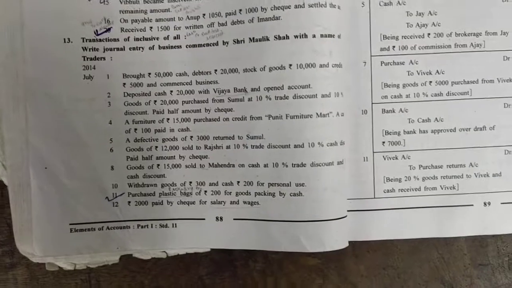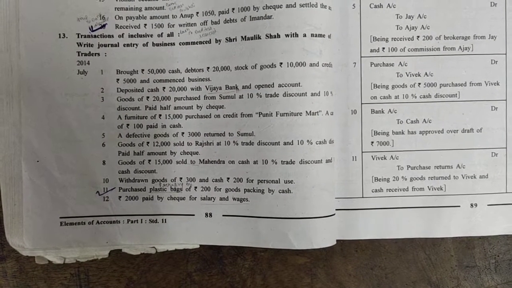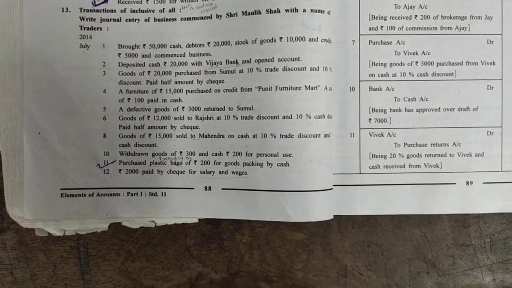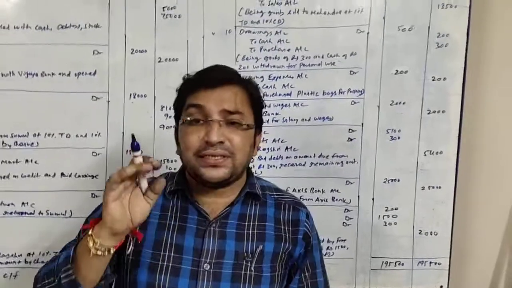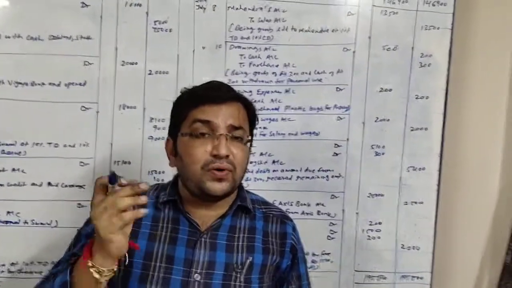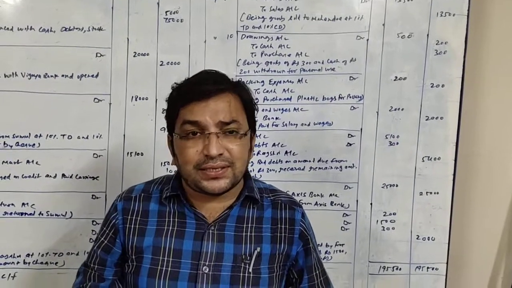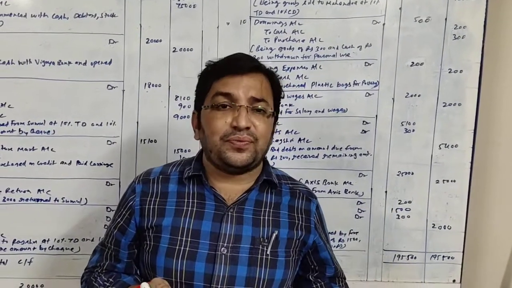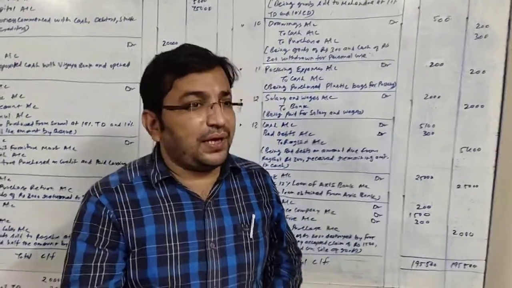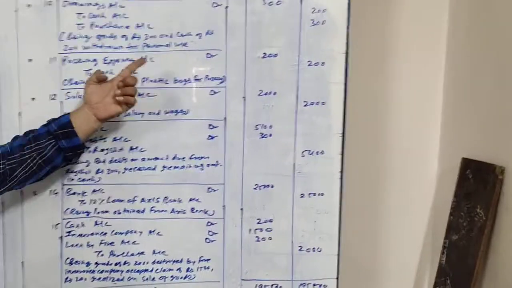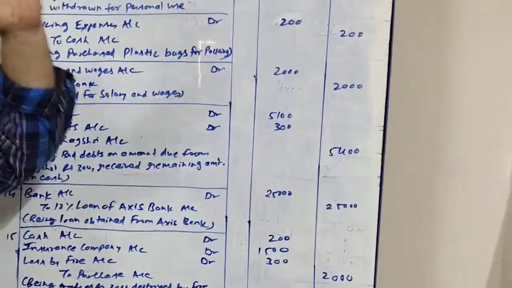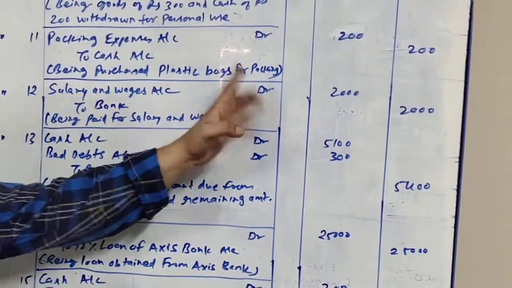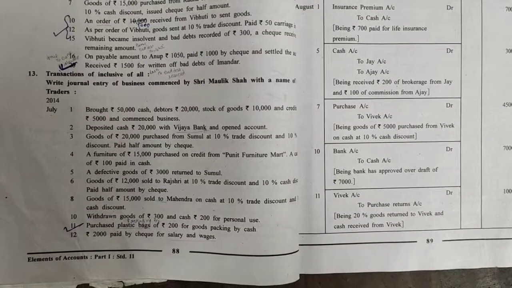Next transaction is on date 11. Purchased plastic bag of rupees 200 for goods packing by cash. Here we have purchased plastic bag for packing. So it's a packing expense. Simply, that's it. So expense, it has to be debited. Cash is going out. Cash will be credited. Entry will be packing expense account debit 200 to cash account 200. Being purchased plastic bags for packing.